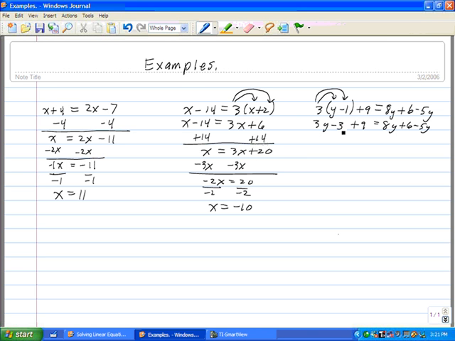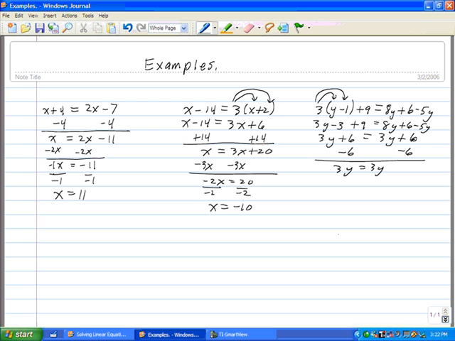In 3y minus 3 plus 9, the minus 3 and the plus 9 go together because they are both constants, and you get a plus 6. 8y minus the 5y will give you 3y plus 6. So we have combined our like terms, and at this point you may be noticing there's something going on with this equation. If you're not sure what's going on yet, let's keep going. The next step would be to move the 6 to the other side. So I'll subtract 6 from both sides, and you get 3y equaling 3y.